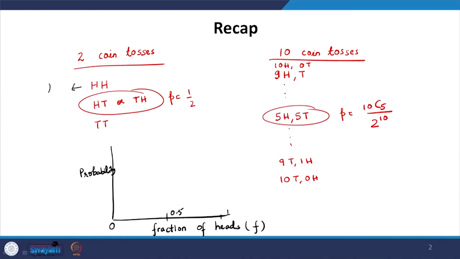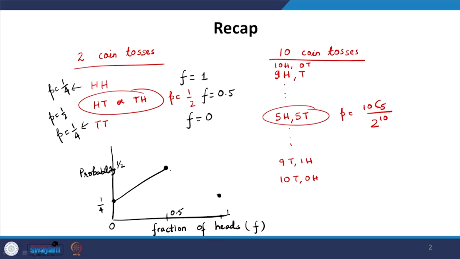So, in this particular case, when we have 2 coin tosses, naturally we have seen the probability of 2 heads was 1 by 4, probability of 2 tails was 1 by 4, probability of 1 head and 1 tail was 1 by 2. The first case corresponds to f equal to 1, when the number of heads is 2, that is fraction equal to 1. The second case is f equal to 0.5, and the third case is f equal to 0. For both f equal to 0 and 1, the probability is 1 by 4. However, for f equal to 0.5, the probability is 1 by 2. So, the distribution looks like this.